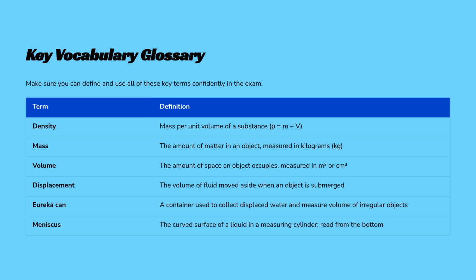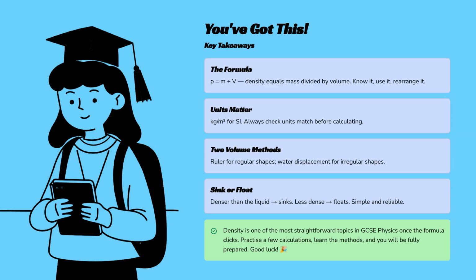Master this vocabulary. Remember that density is mass per unit volume. Displacement refers to fluid moved aside. A eureka can measures the volume of irregular objects, and the meniscus is the curve of a liquid you must read from the bottom. To recap, density is mass divided by volume.